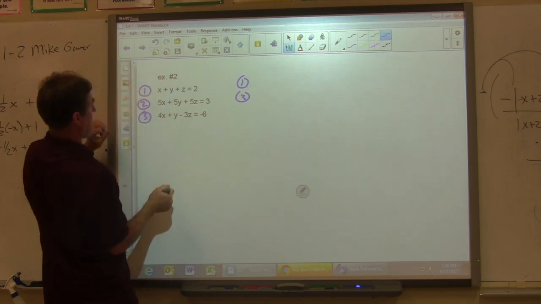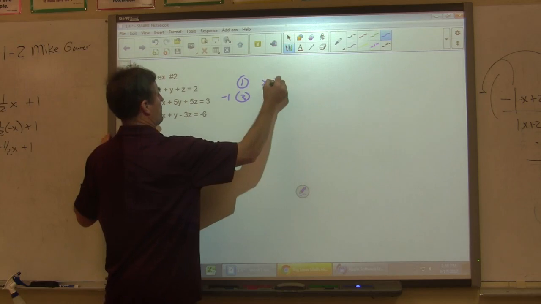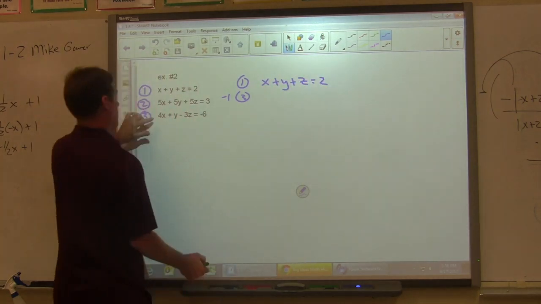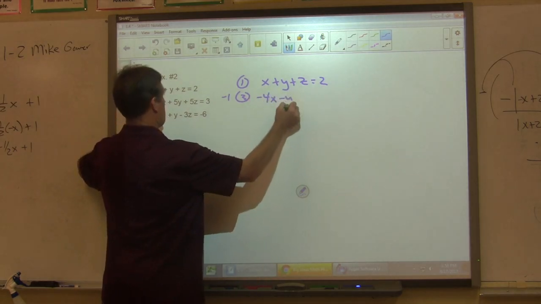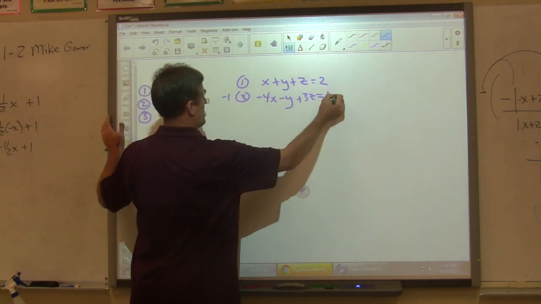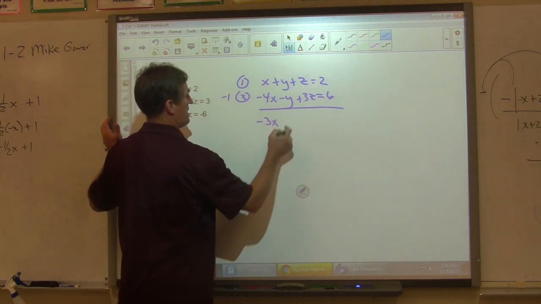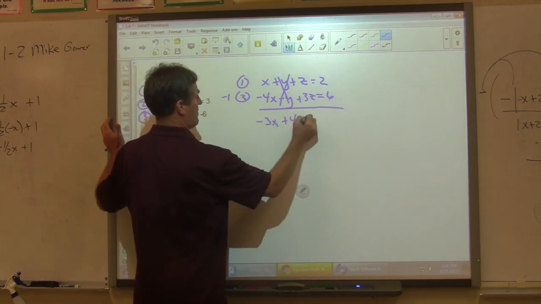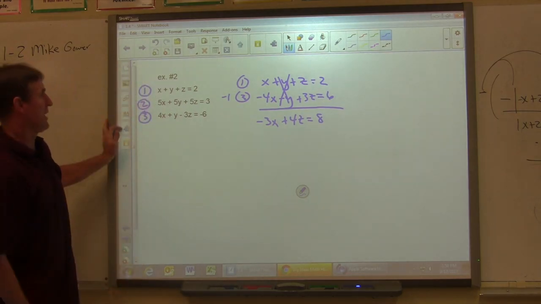And the y's are the same, so I'm going to multiply this by a negative 1 to get opposites. So the first equation remains the same. The second equation, number 3, I'm going to multiply by negative 1, so negative 4x minus y plus 3z equals 6, and we add those together. So we get negative 3x, the y's cancel, plus 4z equals 8. All right, so we get opposites, we add them together.